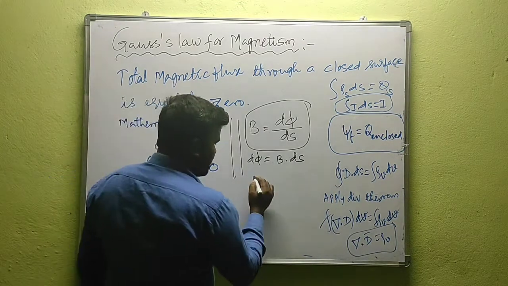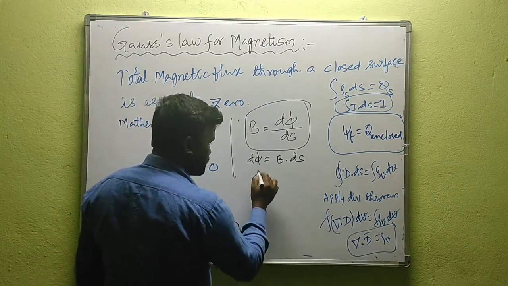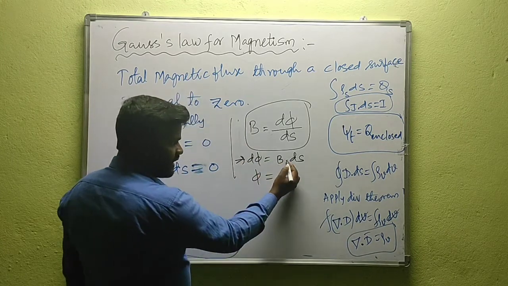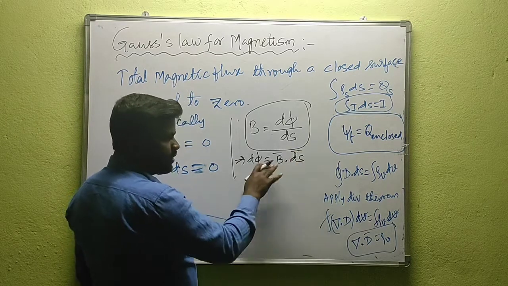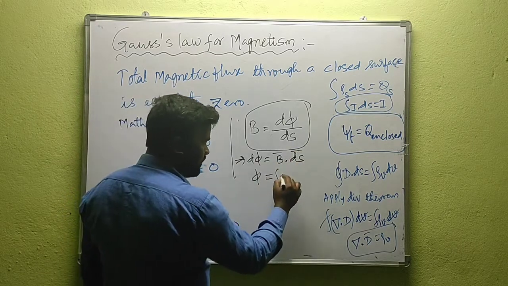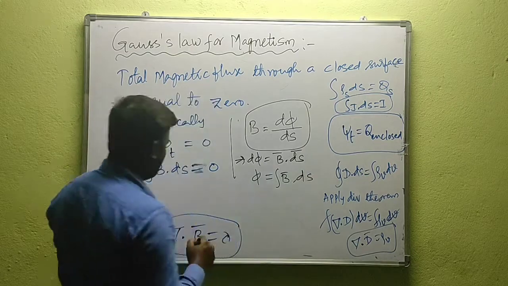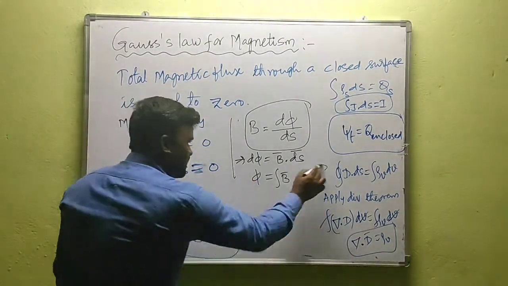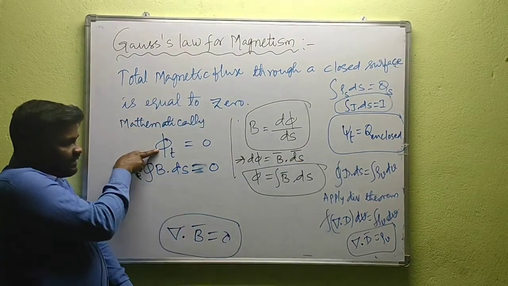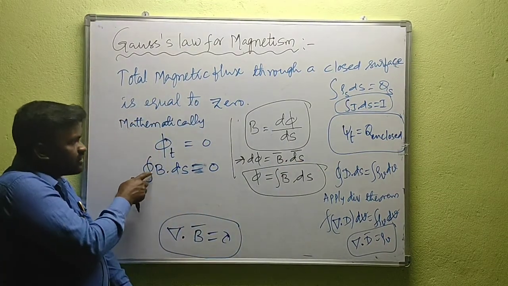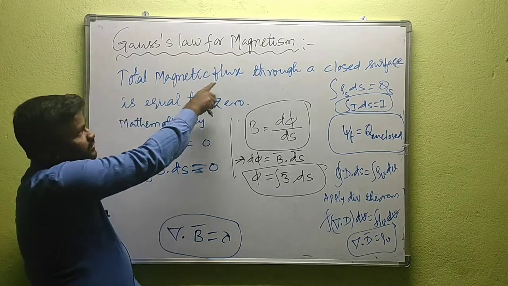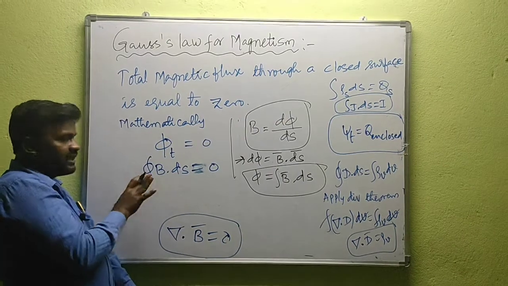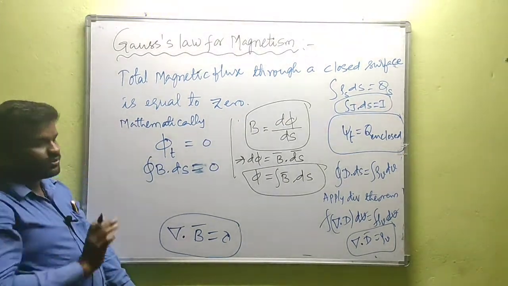Now apply integration on both sides. As flux is a scalar quantity, we can write it as a dot product of two vectors, that is psi equal to integral B dot dS. So this is the relationship between magnetic flux and flux density. Why do I consider the closed surface integral here? The statement itself says total magnetic flux through a closed surface, so according to the statement I need to consider the closed surface integral.